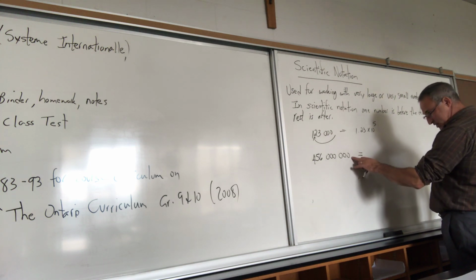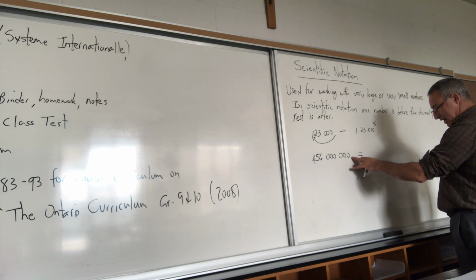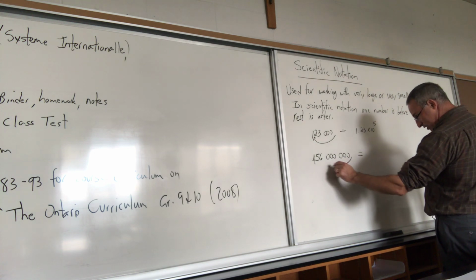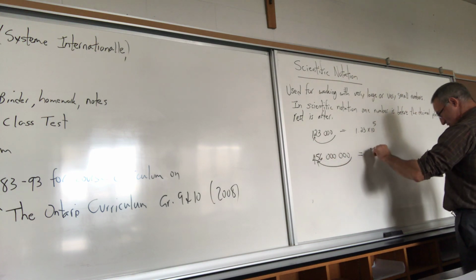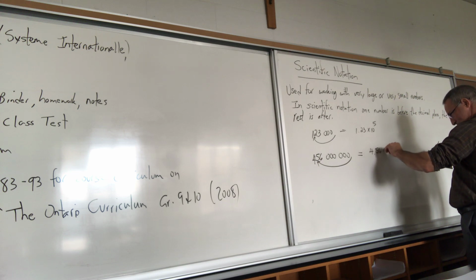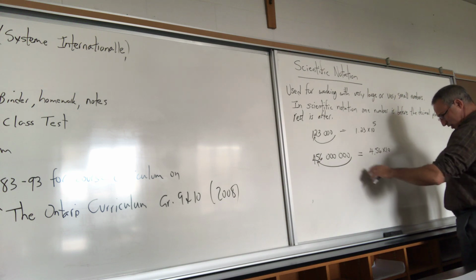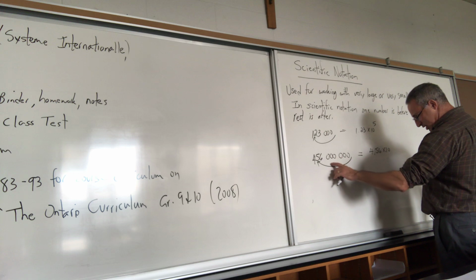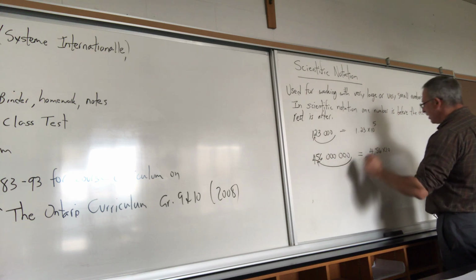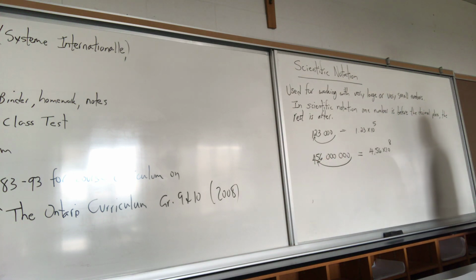So the decimal place is here, and I want to rewrite this number in scientific notation. I'm going to move it to here, between the 4 and the 5. So it's going to be 4.56 times 10 to the power of, look at all the jumps. 3 jumps, another 3 jumps, that's 6, plus 2 more, 8 jumps. So you're going to say times 10 to the power of 8.